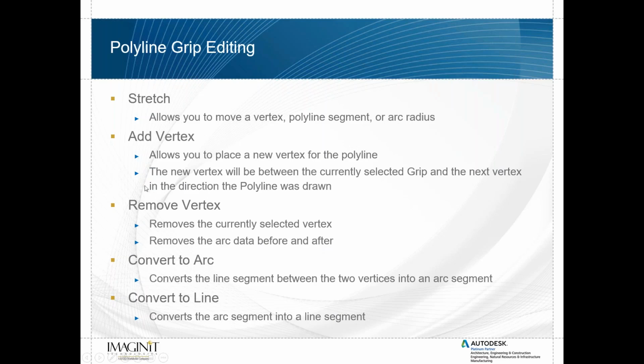That's important to know. So if you have an arc and a line and a vertex and another arc, if you remove that vertex, it will take that arc and turn it back into a straight line. So you will have to go back and convert it to arc. Convert to arc converts a line segment between two vertices into an arc, and convert to line converts the arc segment into a line segment.